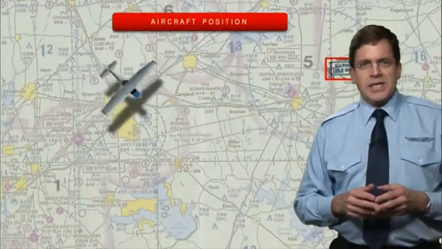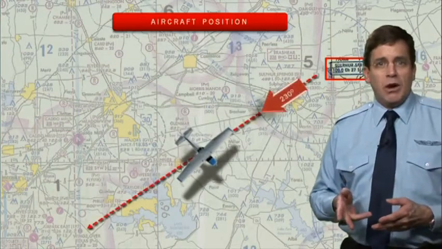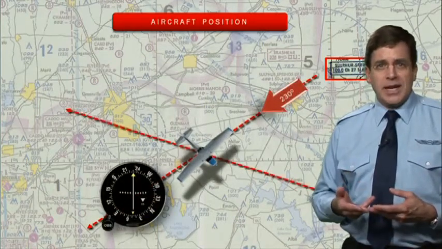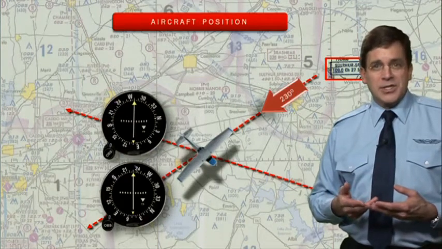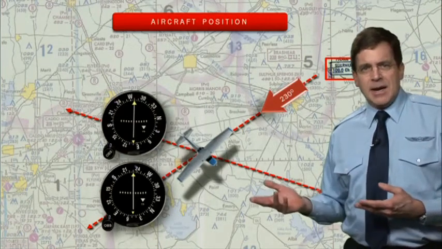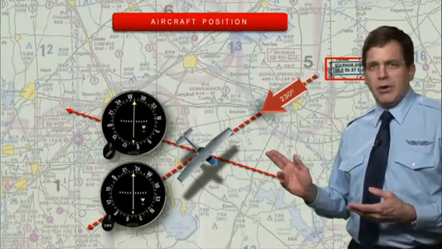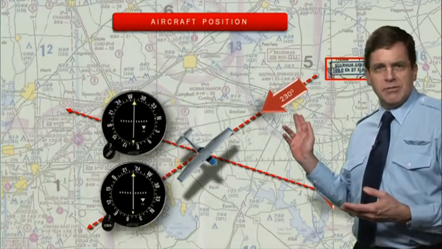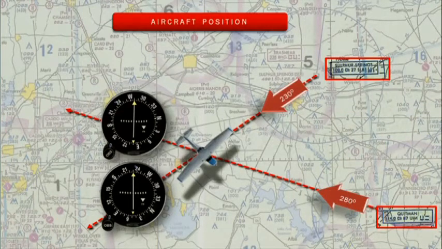This example illustrates how you can get a very close fix by using two VORs and noting the from indication on each. The fix will be where the radials intersect. In this example, the intersection is on the 230 degree radial from the Sulphur Springs VOR and the 280 degree radial from the Quitman VOR.